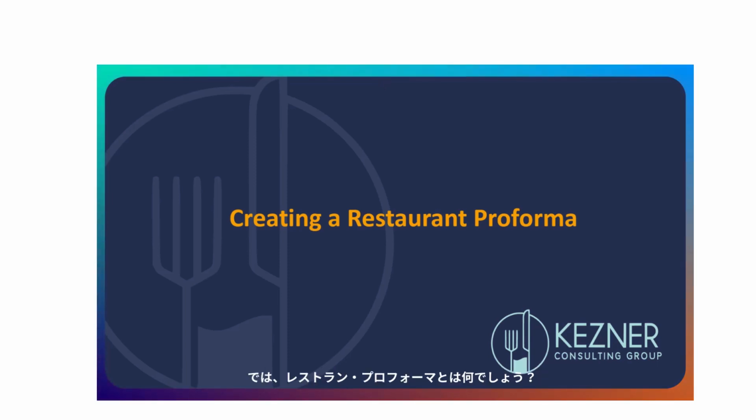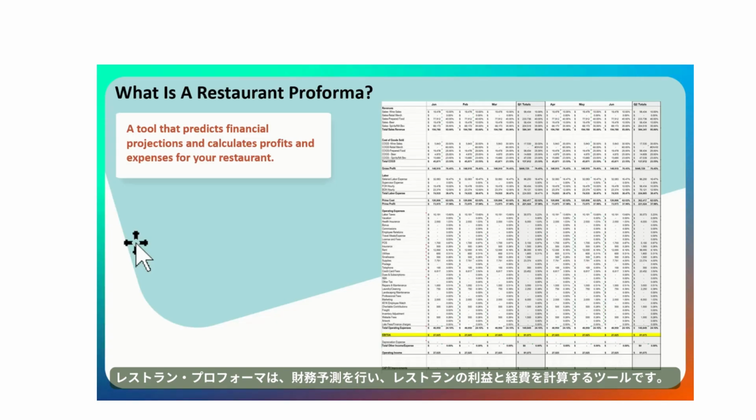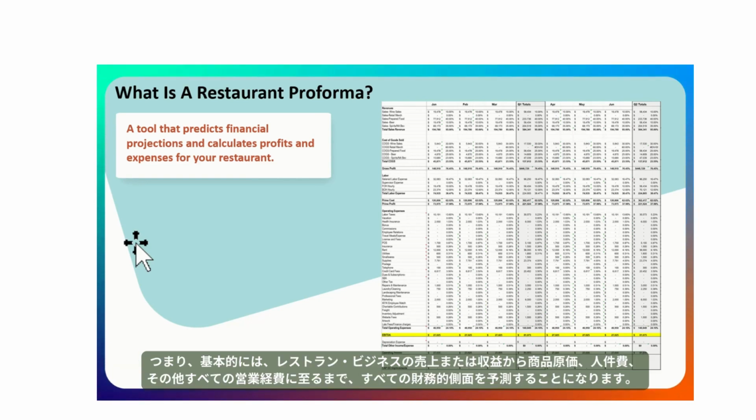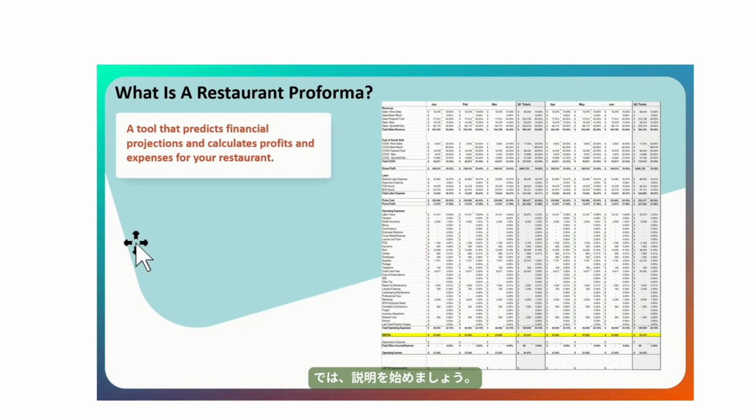What is a restaurant Proforma? A restaurant Proforma is a tool that predicts financial projections and calculates profits and expenses for your restaurant. So basically, what we're going to be doing is predicting all the financial aspects of our restaurant business, from our sales or revenue to our cost of goods, to our labor, and then all of our other operating expenses. So let's dive in.